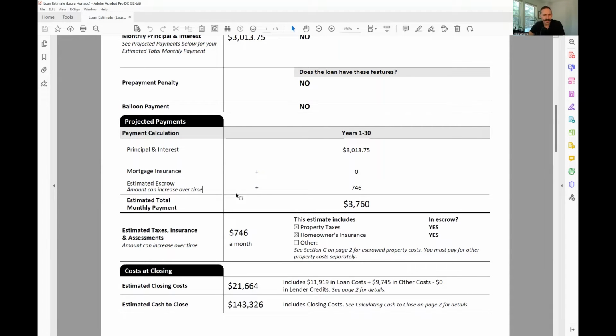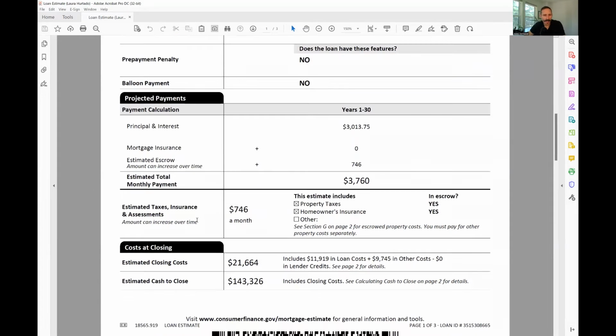So just know that if you see an estimated escrow portion like this and it says that it can increase over time, it's not the lender that's changing your payment. It's something that's outside of their control and outside of your control for the most part. And so that can increase over time. Doesn't mean it's going to, probably will, but it can increase. And so we need to disclose that to you. So your total monthly payment is $3,760. So that's the principal and interest payment plus the estimated escrow.